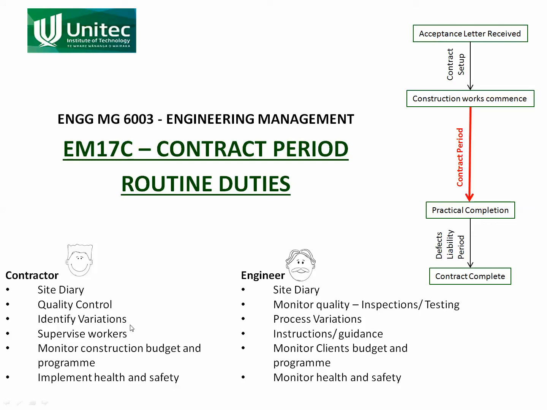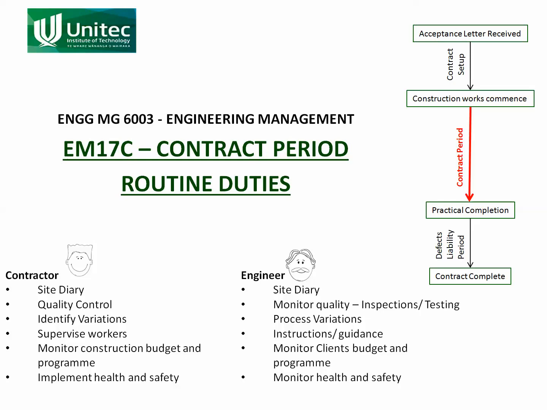Variations, things change, so if the contractor identifies a variation, he needs to be communicating that. The engineer needs to be processing it. The contractor is supervising the workers. The engineer is giving the contractor's representative instructions and guidance. So the engineer is not dealing with the contractor's workers. That's the job of the contractor's representative.